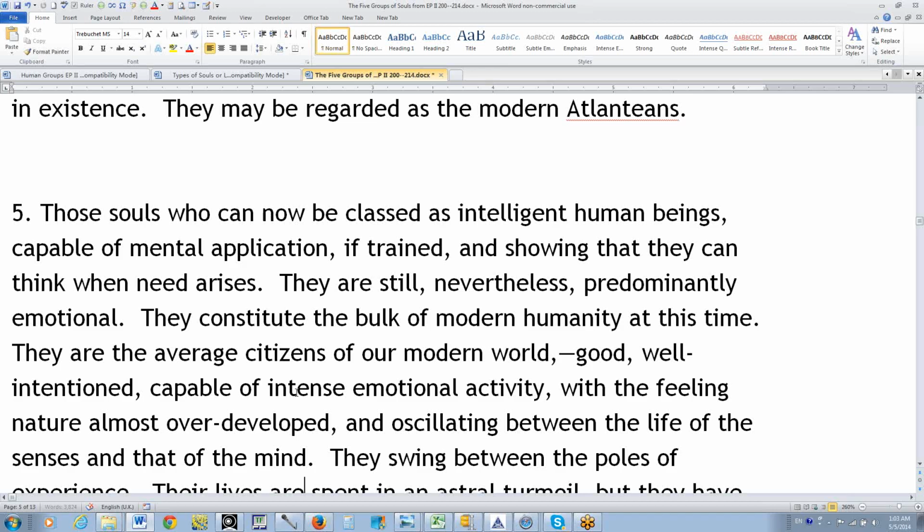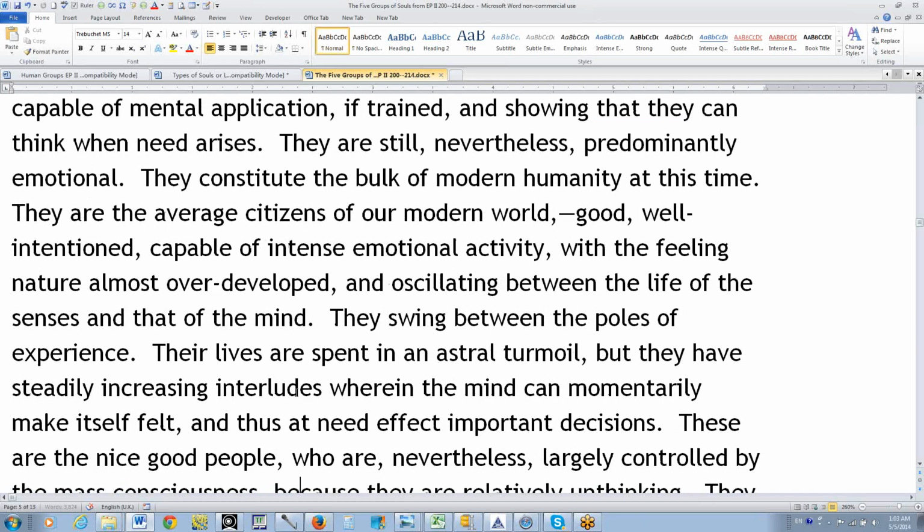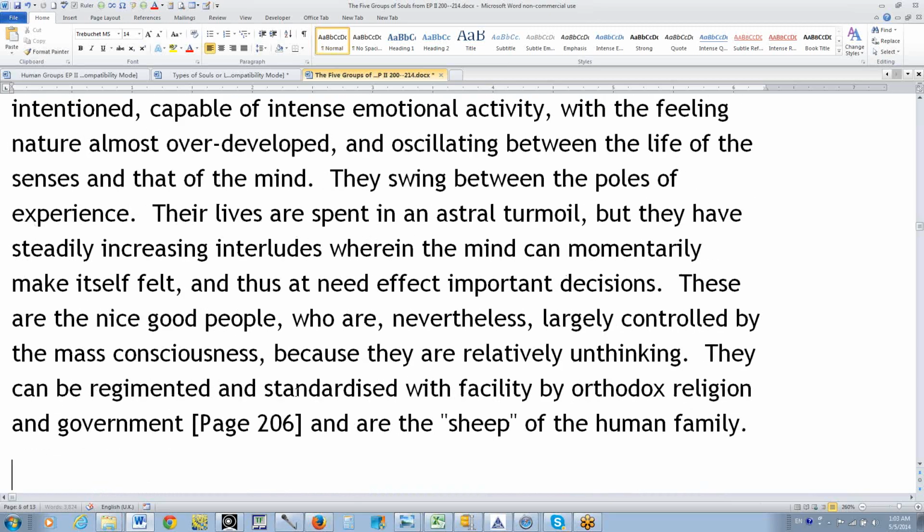They are the average citizens of our modern world, good, well-intentioned, capable of intense emotional activity, with the feeling nature almost overdeveloped and oscillating between the life of the senses and that of the mind. Well, the feeling nature is in the center. They swing between the poles of experience. Their lives are spent in an astral turmoil, but they have steadily increasing interludes wherein the mind can momentarily make itself felt and thus, at need, effect important decisions. These are the nice, good people who are nevertheless largely controlled by the mass consciousness because they are relatively unthinking.